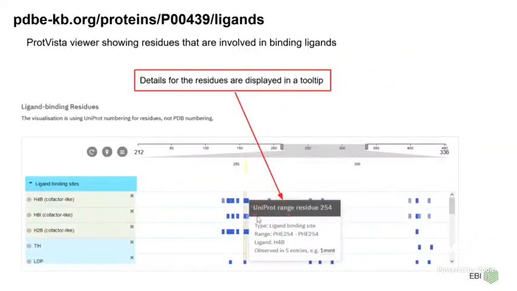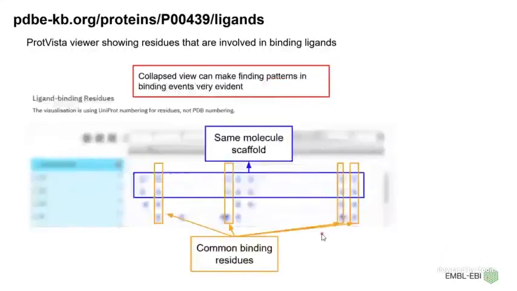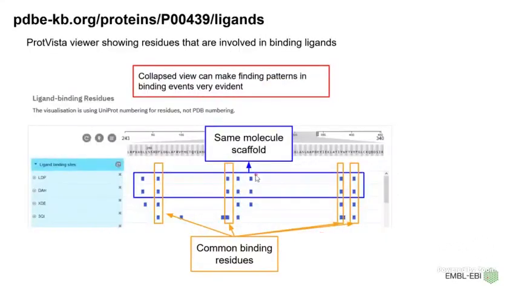If you hover over a residue, in the tooltip you can see the residue details and the entries in which they are present. If you collapse the ligand binding site, you can see the overall ligand binding residue overview. And this collapsed view can also help in finding patterns in binding events. For example, over here, you can see these two particular ligands have similar binding sites and they have the same scaffold. And you can also identify the common binding residues.